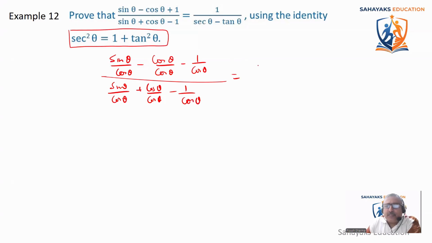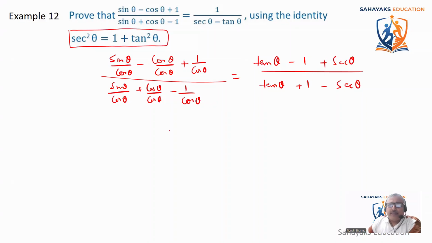So it becomes sine theta by cos theta is tan theta, minus 1 plus sec theta, divided by tan theta plus 1 minus sec theta. Okay, don't make any mistake. So we can write it as tan theta minus 1 plus sec theta, divided by tan theta plus 1 minus sec theta.